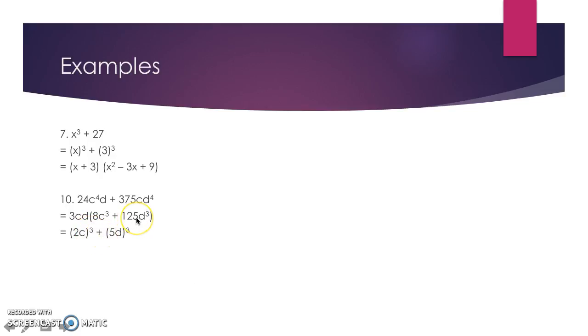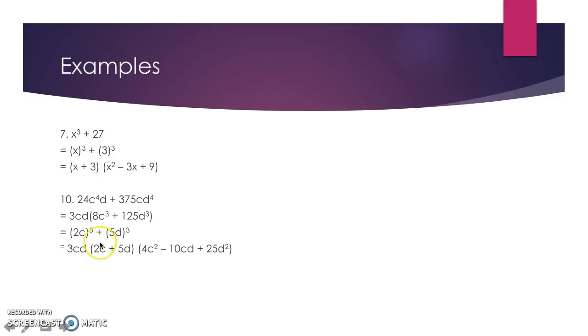Next, I look at the 125. I'm looking for what number or integer that when cubed equals 125. In this case, 5 times 5 is 25. 25 times 5 equals 125. So my answer is going to be 5d cubed.